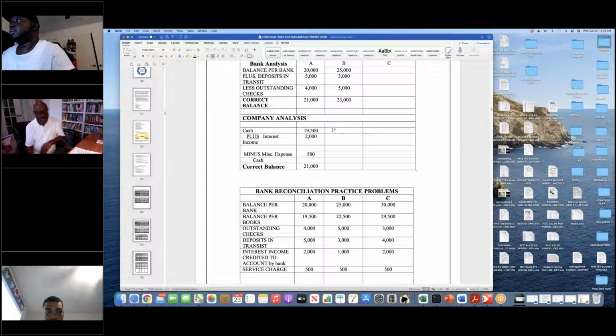Then what about for the company analysis? 22,500. Balance per the bank, 1,000. 1,000 for the interest. 500 for the expense. So what's our correct balance? 23,000. Okay. So this is the kind of analysis that you make.